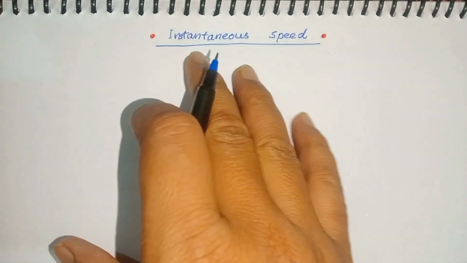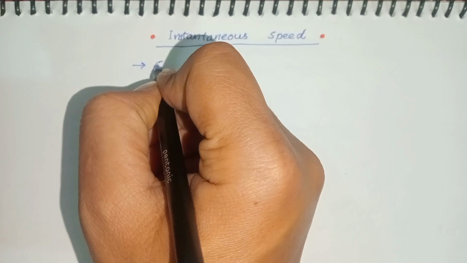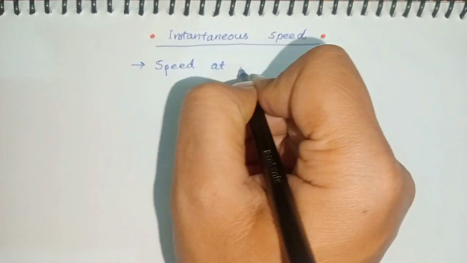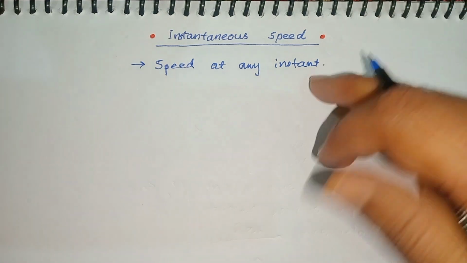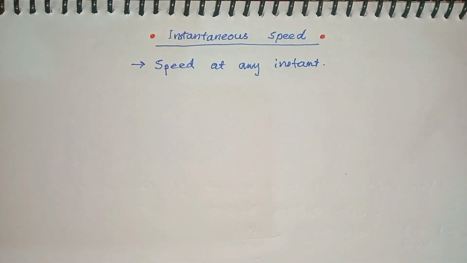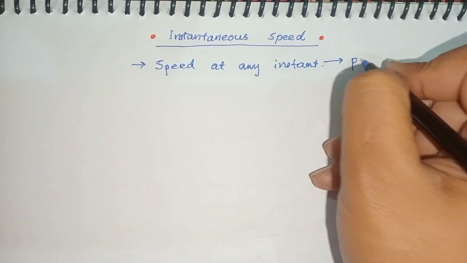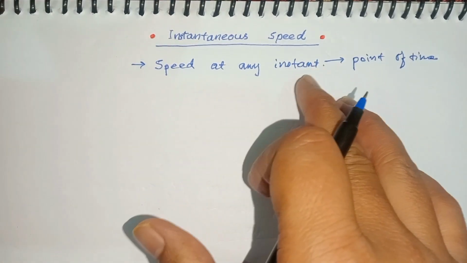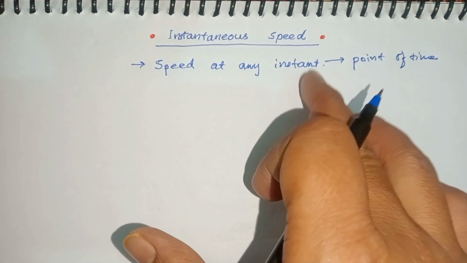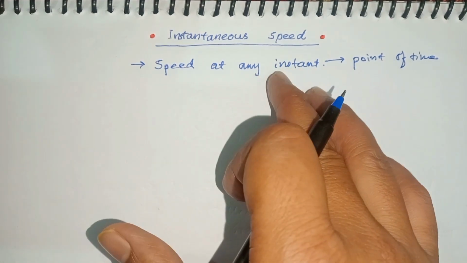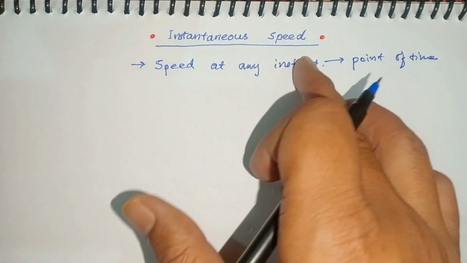Let us study the topic instantaneous speed. As the name suggests, this is a speed at any instant. Instant means a point of time. This is not a period of time. If it were a speed over a period of time, that would be average speed. And this is a speed at any point of time, that is, at an instant of time. That is instantaneous speed.